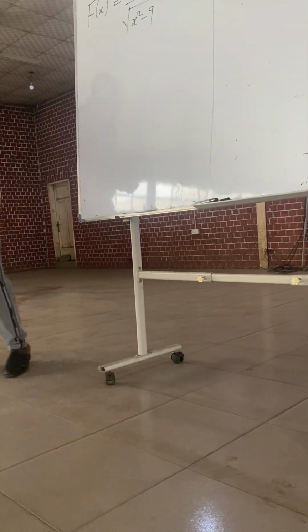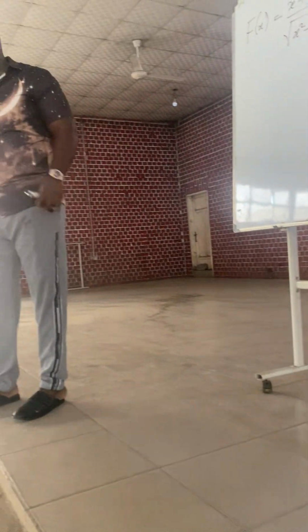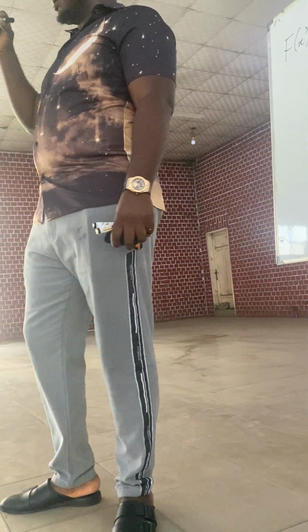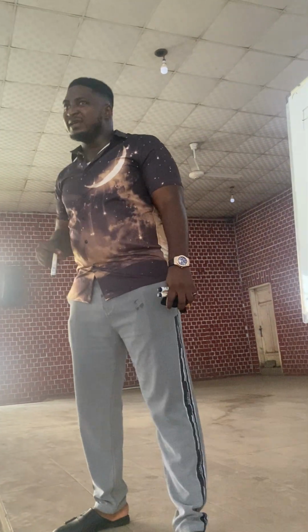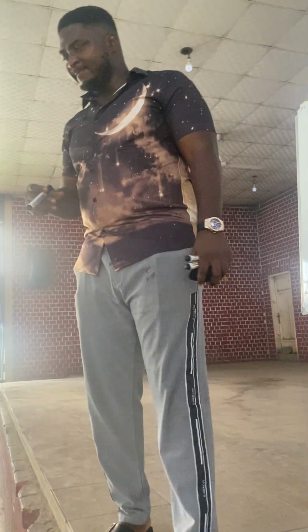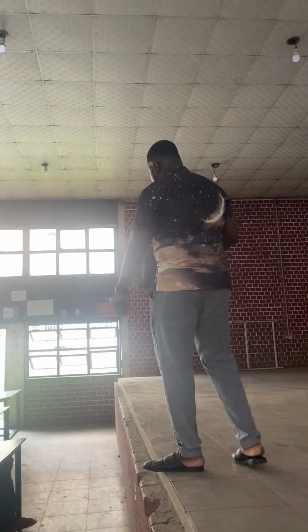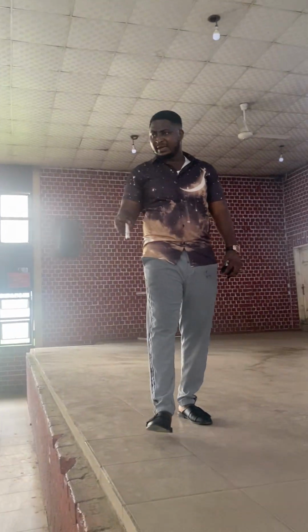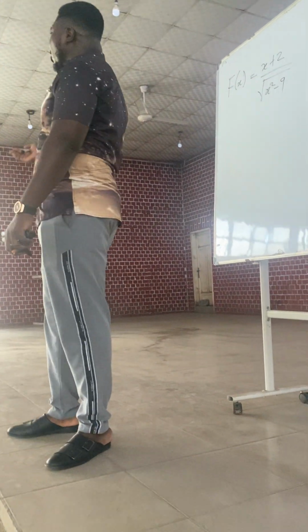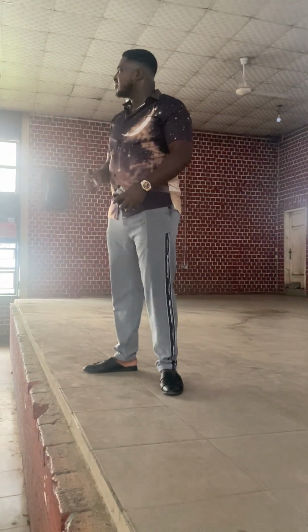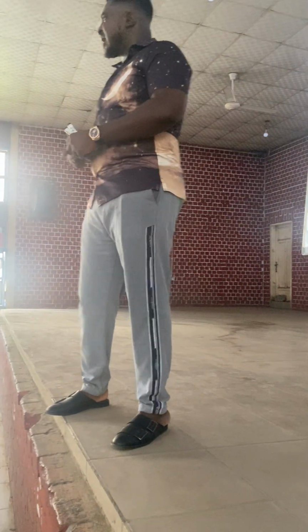Class, domain is called a subset. Follow this. Domain is called a subset, and range is called the target set. So the domain is a subset, the range is the target set. But there's also another one they call codomain. Most students confuse codomain with range. So we have domain, we have codomain, and we have range.